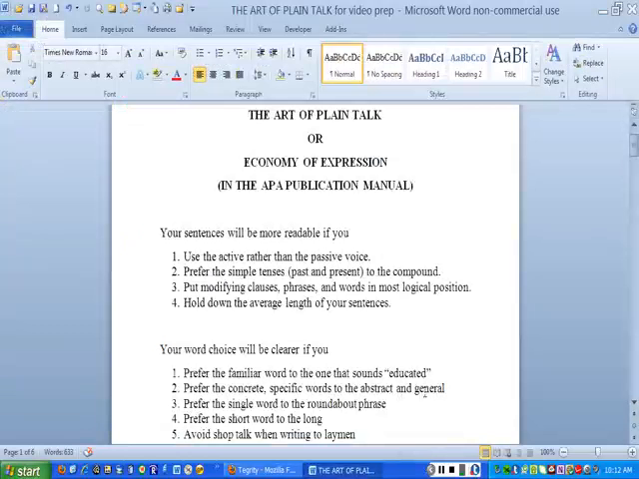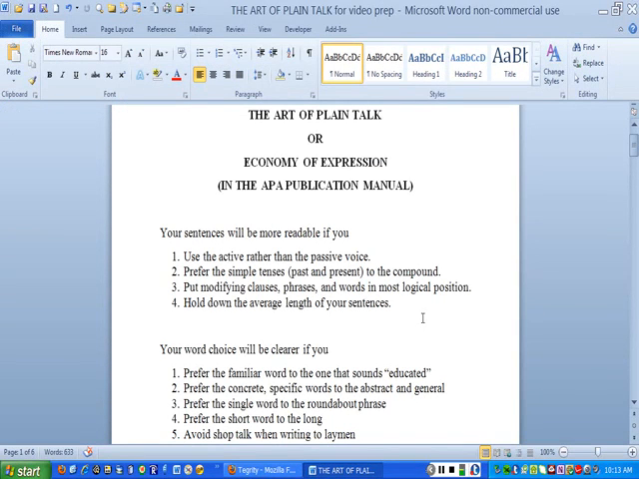Hello. Today, let's talk about the art of plain talk, or as the APA publication manual calls it, economy of expression. Basically, your sentences will be more readable if you use the active rather than the passive voice, if you use the simple tenses, past and present, to the compound, if you put modifying clauses, phrases, and words in their most logical position, and if you hold down the average length of your sentences.